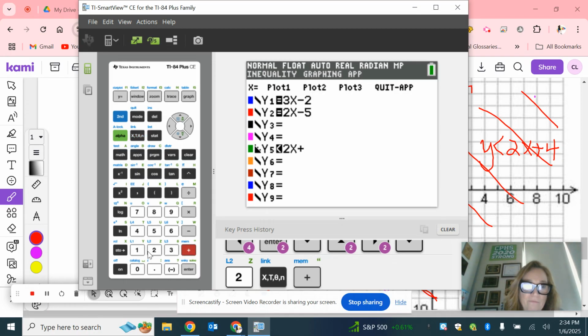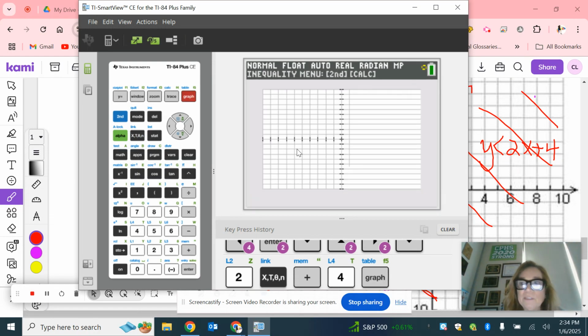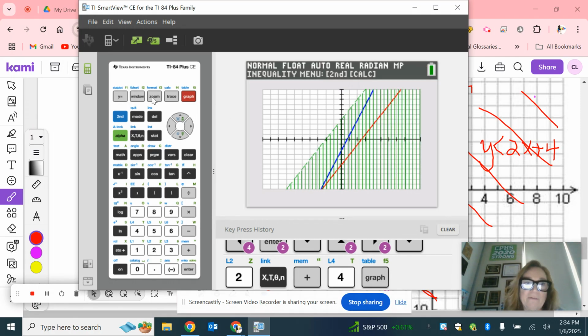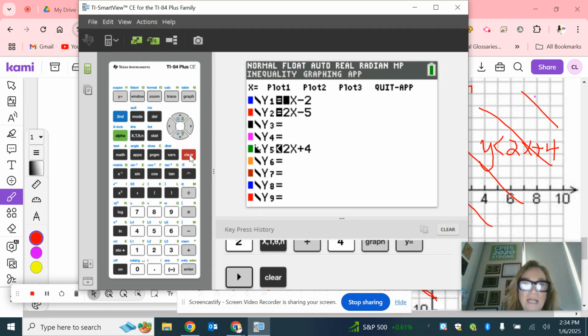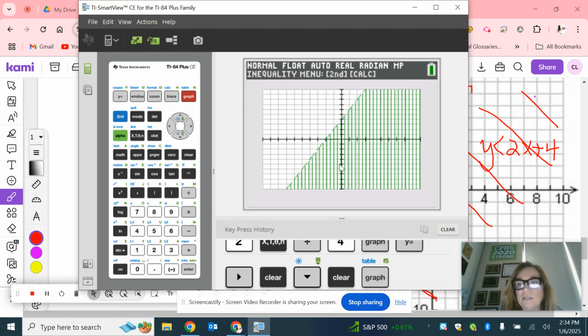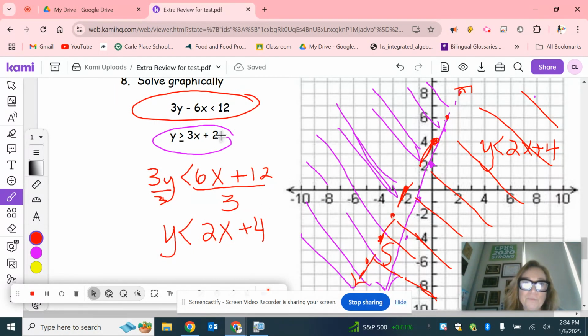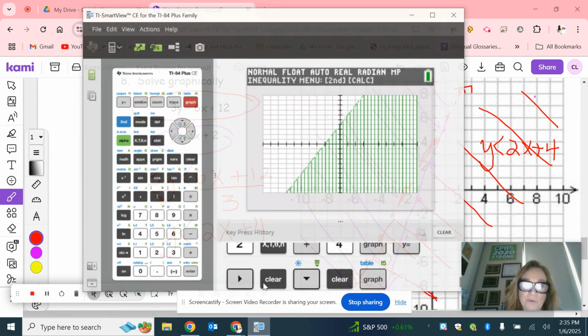2x add 4. So this was the second one that I graphed in, got to get rid of those lines up there, in the like reddish color, okay? So this was the second one I graphed. It was a dotted line and I shaded down, okay? Now the first one I graphed was y is greater than or equal to 3x plus 2.